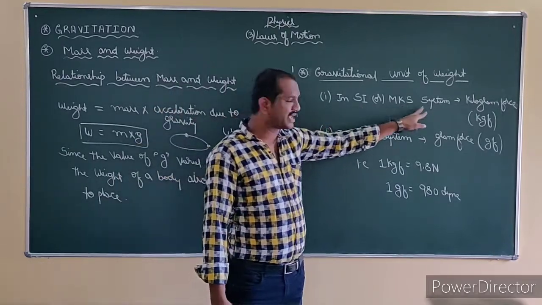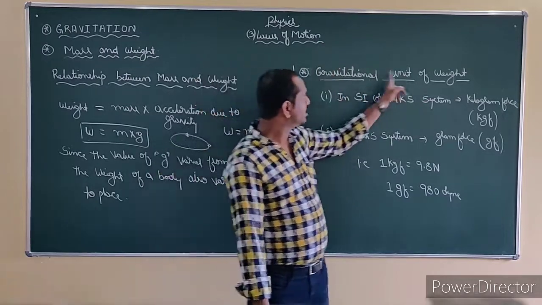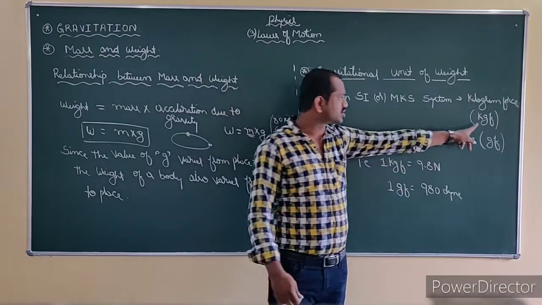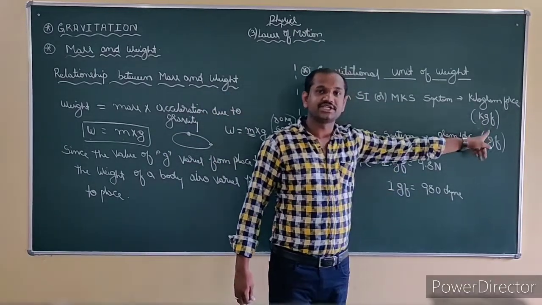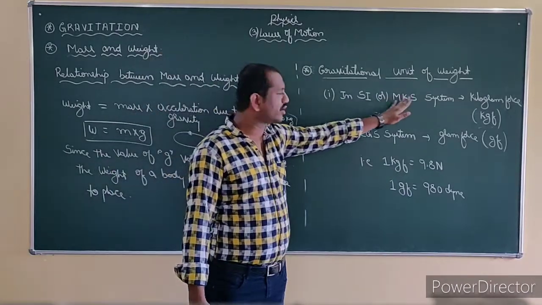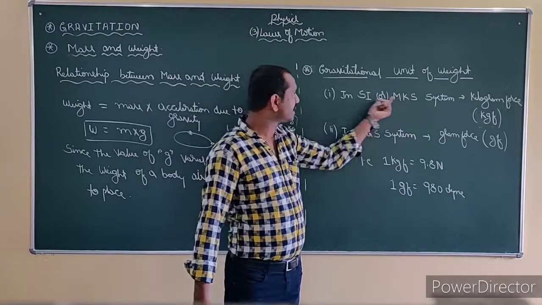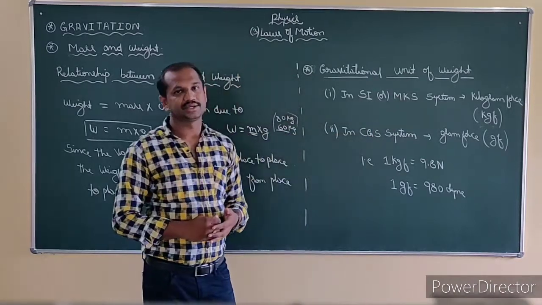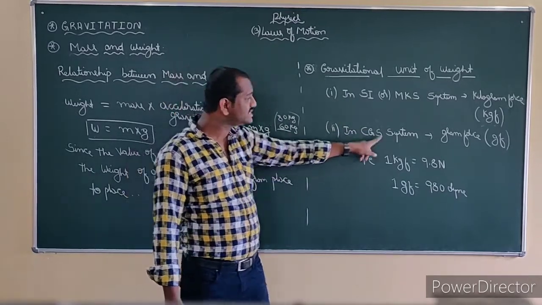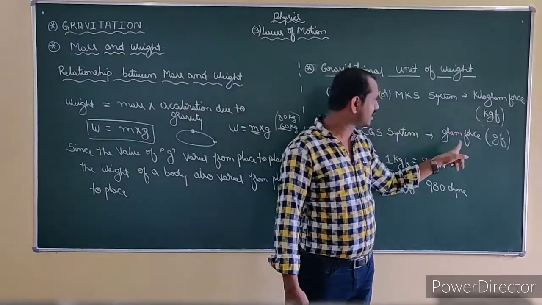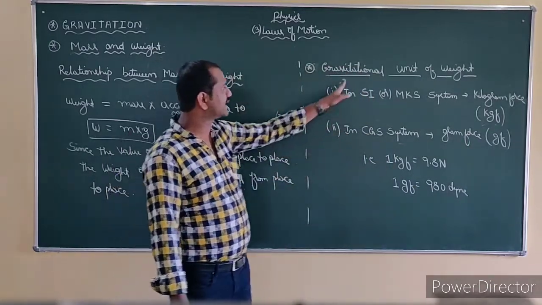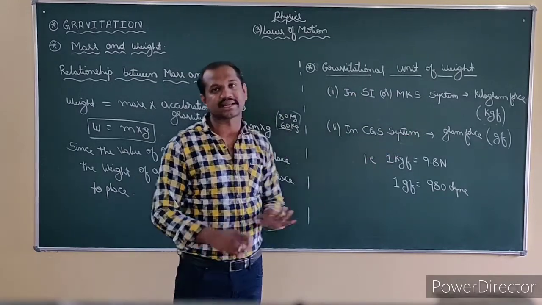In the SI or MKS system, the gravitational unit of weight is kilogram force. We will tell what you mean by kilogram force. Shortly we can write it as kgf. Kgf, a kilogram force, is a gravitational unit of force in the SI or MKS system. MKS units are mostly the SI units. In the CGS system, instead of kilogram, it becomes gram force. The gravitational unit of weight in the CGS system is gram force.